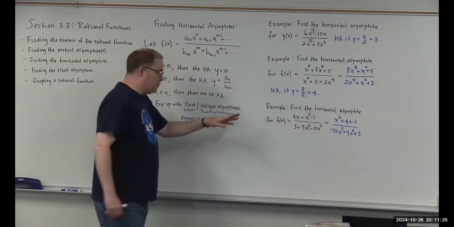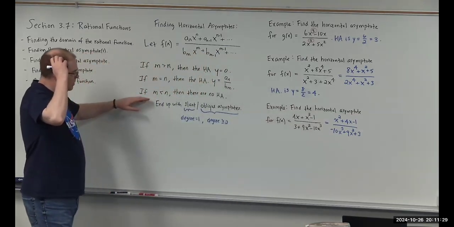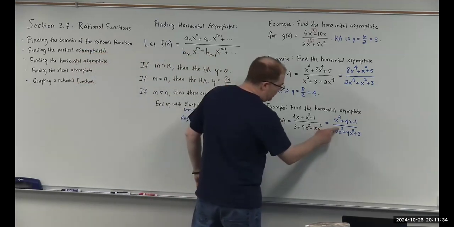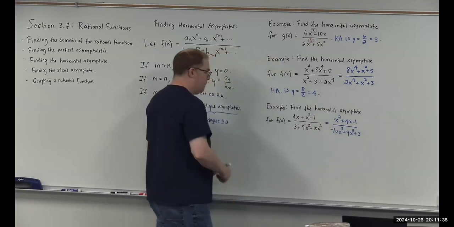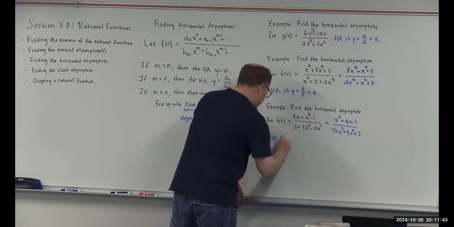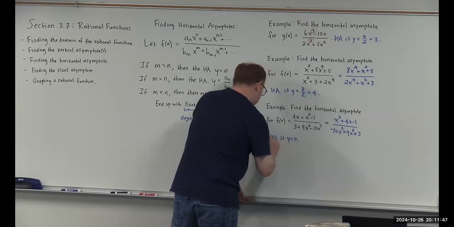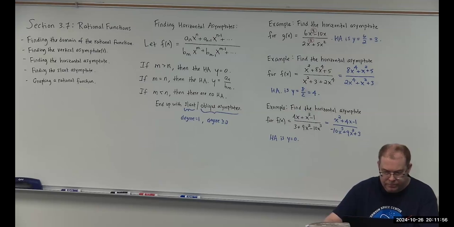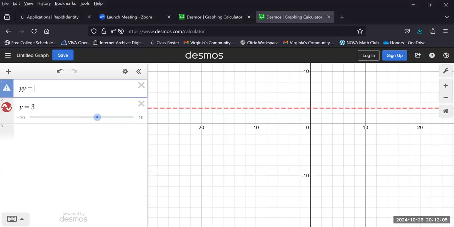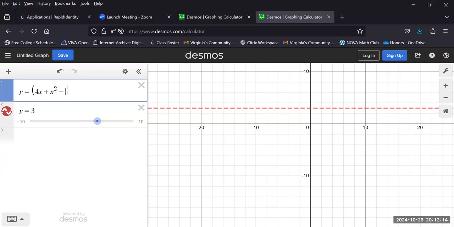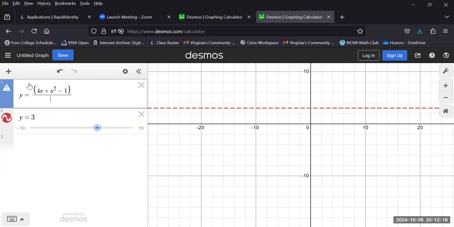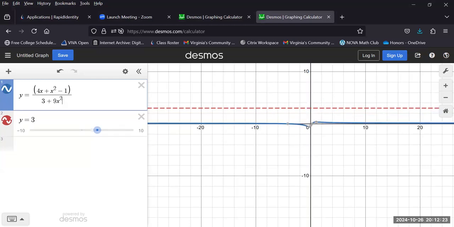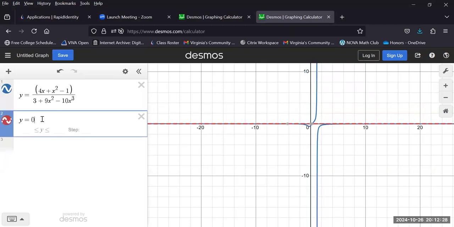Based on what we see here, we can tell that the horizontal asymptote is going to be zero, because the degree in the bottom is larger than the degree on the top. So it's going to be zero. All right, so let me show you what that looks like. 1 divided by 3 plus 9x squared minus 10x cubed. And there it is.